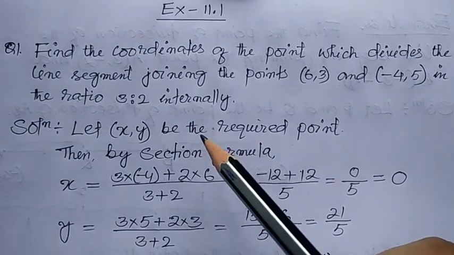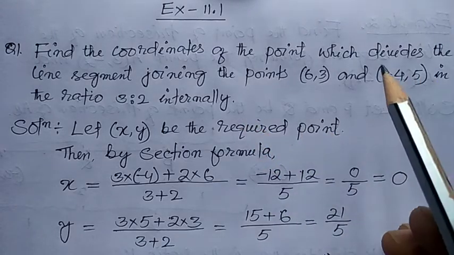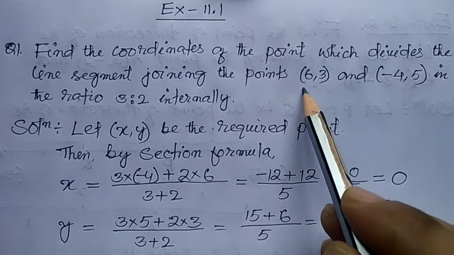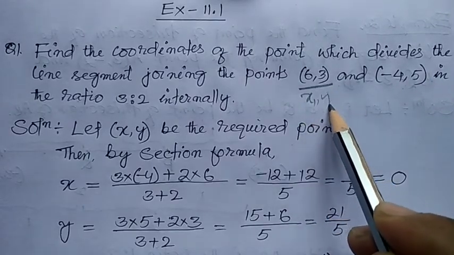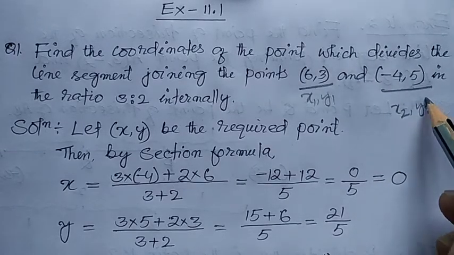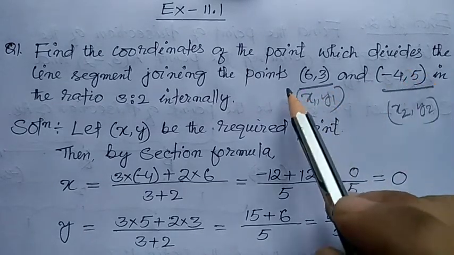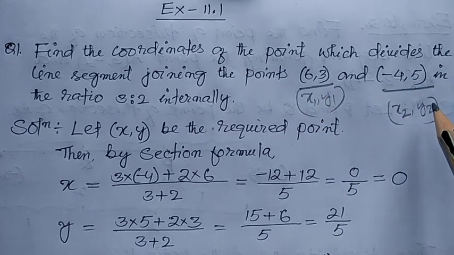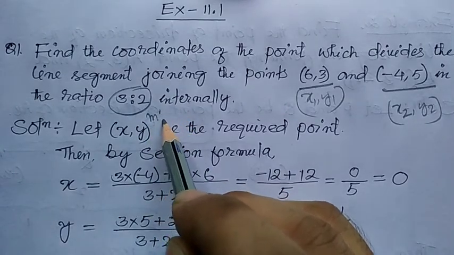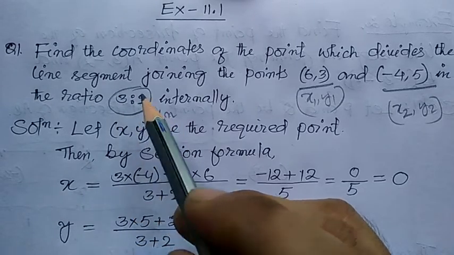Now in the question we don't see m, n, x1, y1, x2, y2. But now I'm telling you, here we have 2 points. Now the line segment is joining these 2 points. So you take the first point to be x1, y1, and the second point to be x2, y2. Then now we know which one is x1, which one is x2, y1, y2. And you can see here the ratio is 3:2. So that is the value of m:n. That means the m value is 3 and the n value is 2.